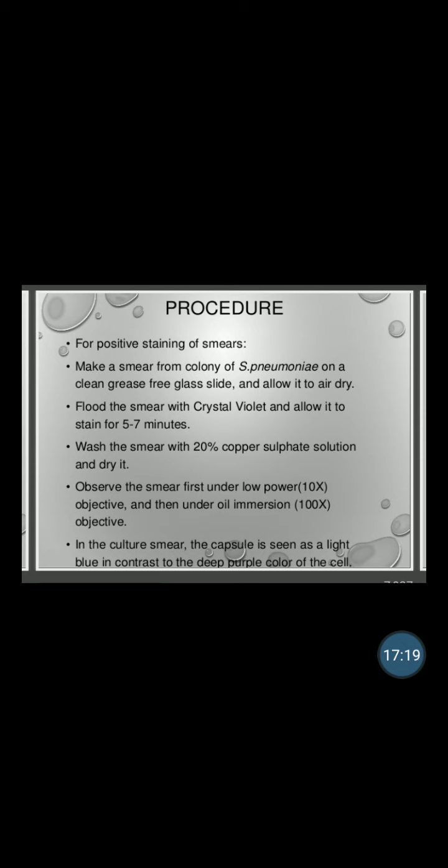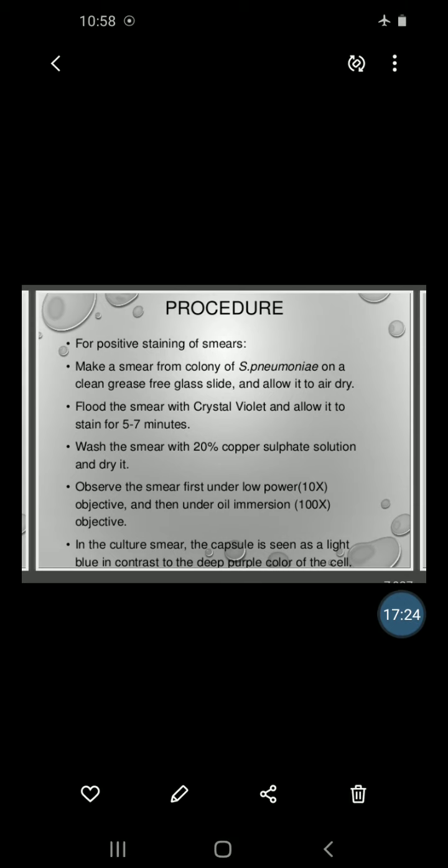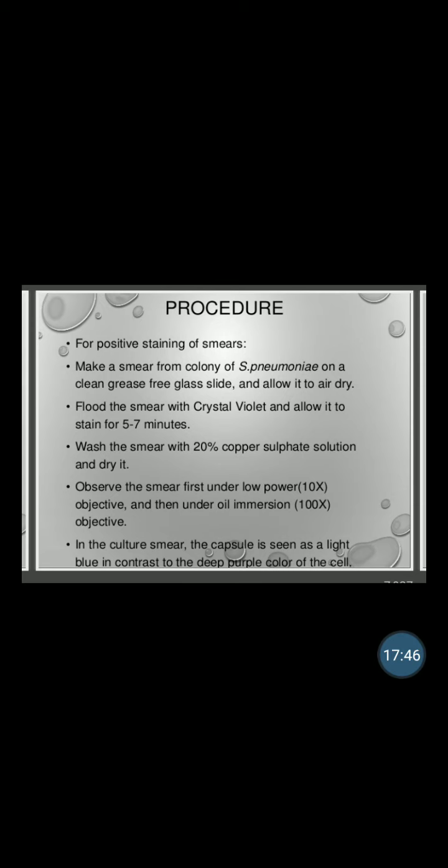Then observe the smear first under the low power objective, that is the 10x objective, and then observe the slide under the 100x objective, that is the oil immersion objective. In the culture smear, the capsule is seen as light blue in contrast to the deep purple color of the cell.